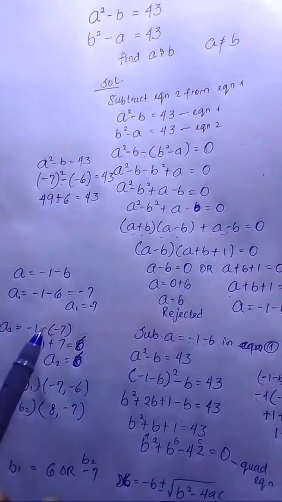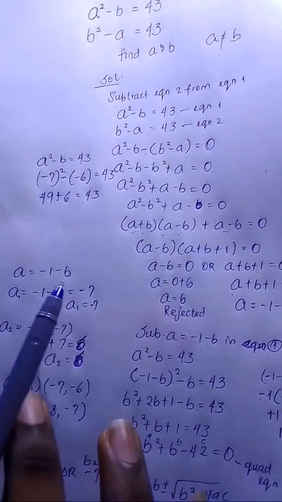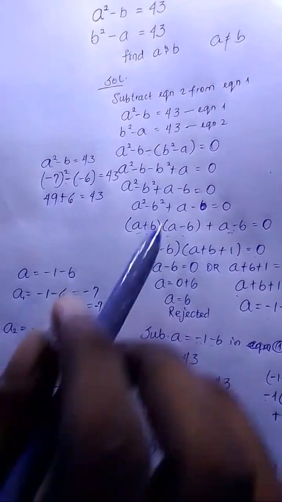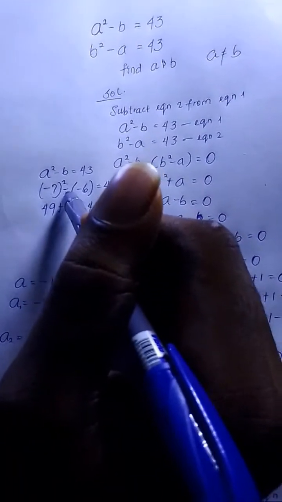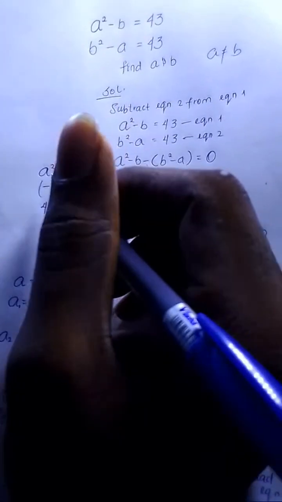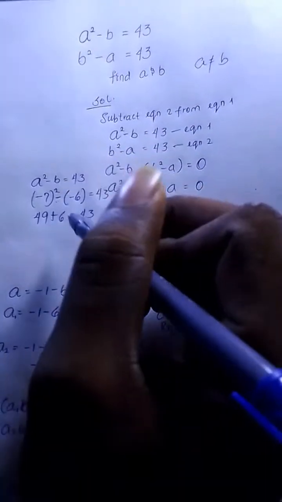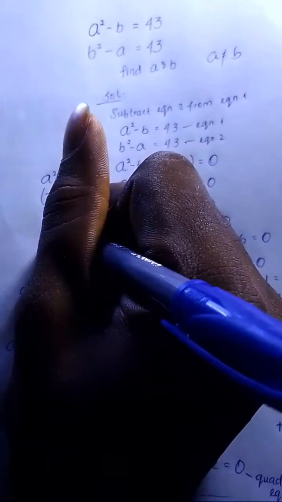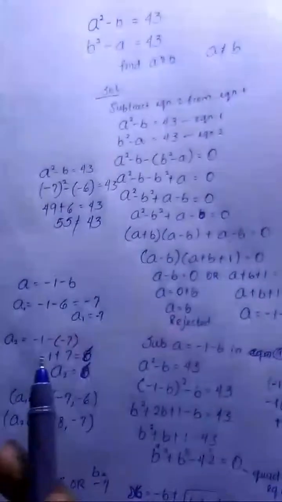So when we have A1 is minus 7 and B1 is 6, and we put it in, minus 7 squared and minus 6, we have minus 7 squared is 49, minus times minus gives us plus, and 49 plus 6 should be 55, right? So you can see that 55 is not equal to 43.